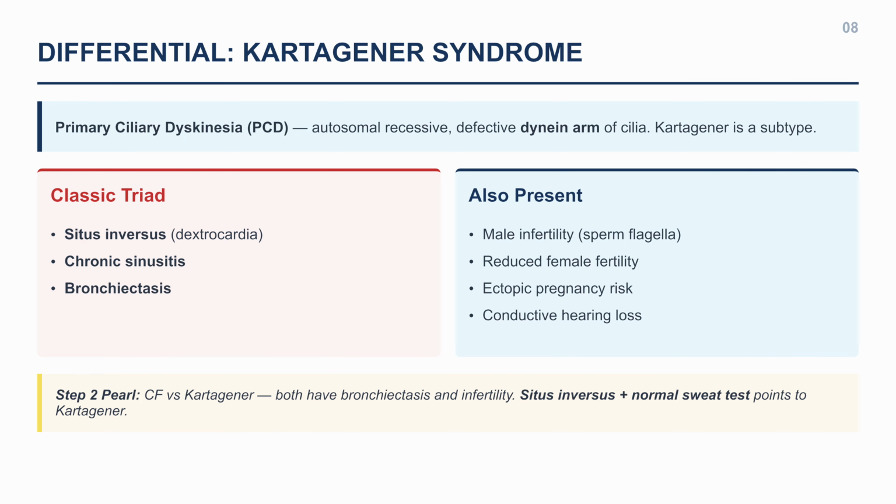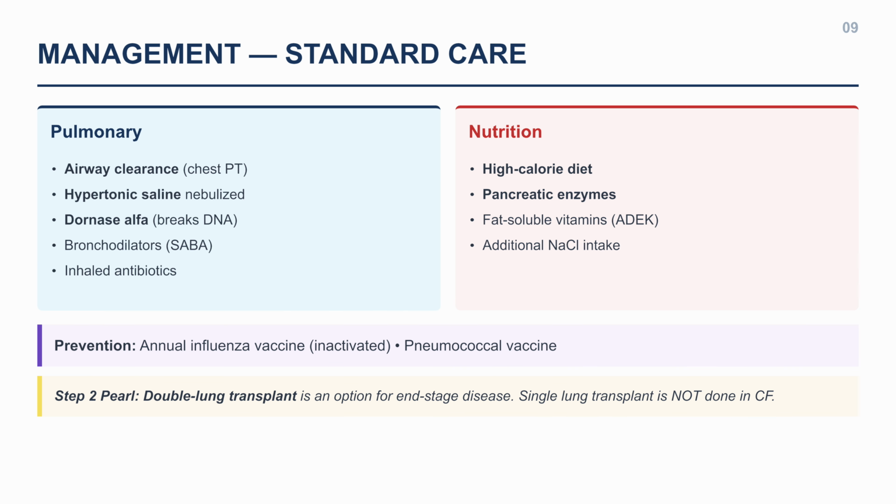Step 2 Pearl. CF and cardiogenic both cause bronchiectasis, chronic sinusitis, and infertility. The key differentiators are situs inversus and a normal sweat chloride test, which point to cardiogenic rather than CF. Standard CF management focuses on preserving lung function and optimizing nutrition.